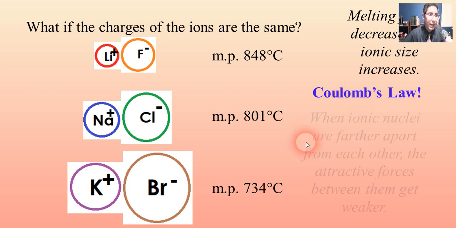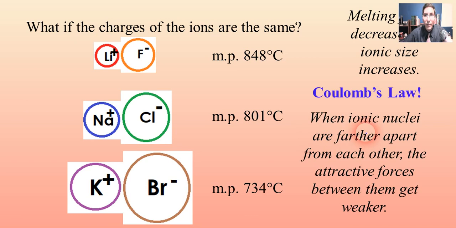And so that's why we can say that when the ionic nuclei are farther apart from each other, the attractive forces between them get weaker. That makes sense, hopefully, according to Coulomb's law. The larger the ionic size, the weaker the attraction is going to be. It's going to require less energy to pull those ions apart from each other. Therefore, smaller ion pairs are going to have the higher melting point, and that certainly is the case here. Lithium fluoride, the smaller ion pair, has a higher melting point than the larger ion pair, potassium bromide.